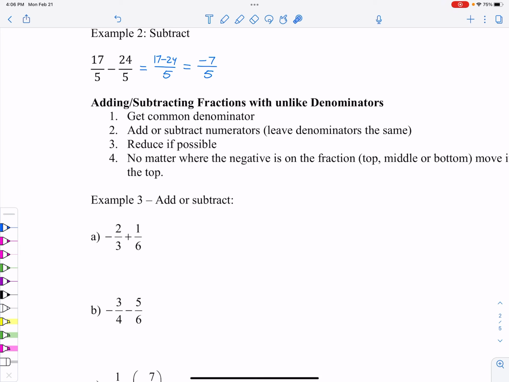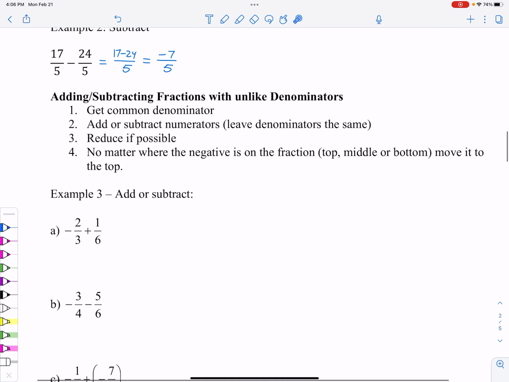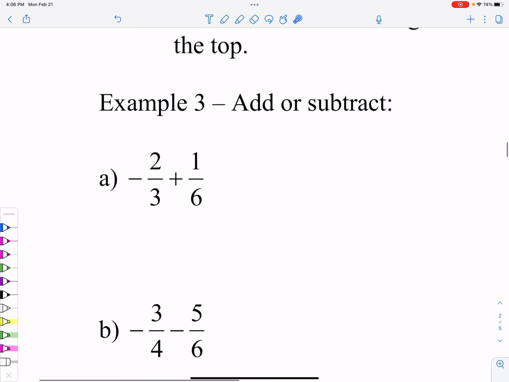And just a reminder here, no matter where the negative is in the fraction, so if it's written on the top, if it's written in the middle like this, so kind of ambiguously in the middle, or if it's on the bottom, we always move it to the top, okay? It always goes with the numerator. So let's look at this first one.